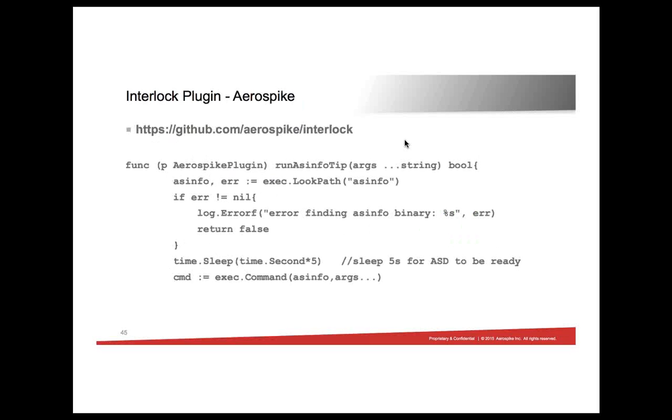What does a plugin look like? As you can see here, this is a part of the Go code that's included in our plugin. But essentially what this is doing is it's running a specific command on Aerospike to inform the other nodes of its existence. And you can go through and look at the GitHub repo and look to see how that works. You'll see it's a very, very simple set of commands that have to be executed.